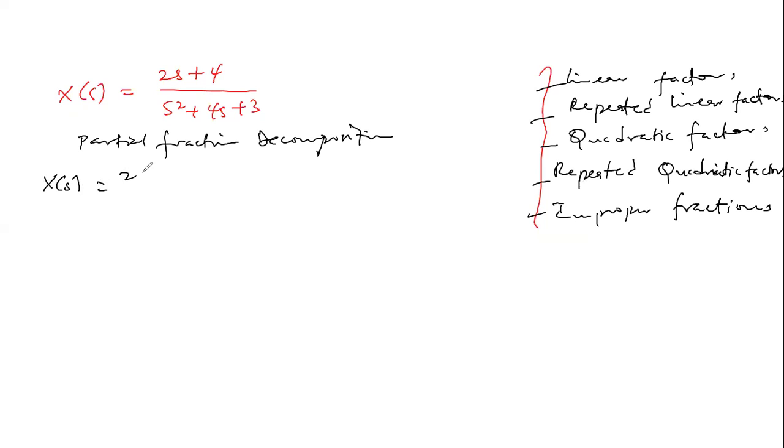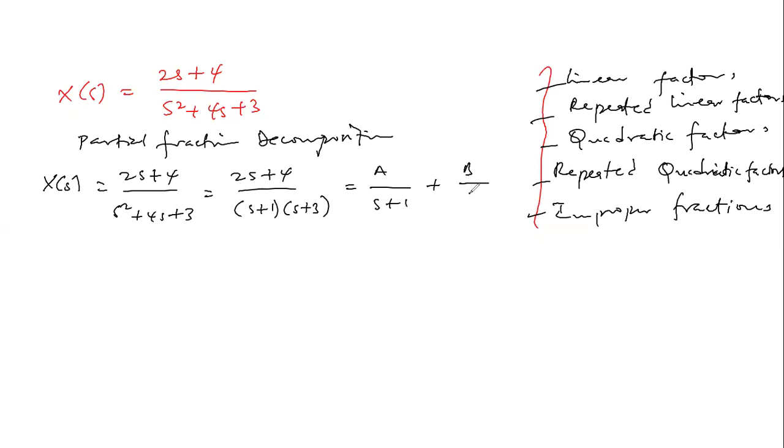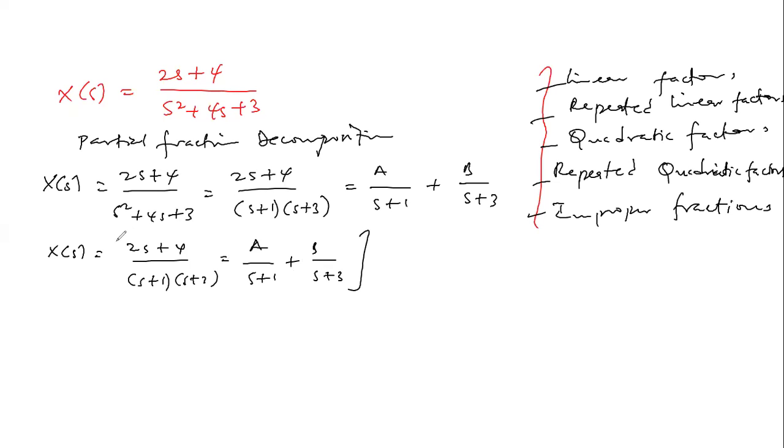So F(s) will now be the same as (2s+4)/(s^2+4s+3), and we can factorize this as (s+1)(s+3), right? So this will give us A/(s+1) + B/(s+3). So if we multiply through by the denominator, (2s+4)/((s+1)(s+3)) equals A/(s+1) + B/(s+3), all multiplied by (s+1)(s+3).